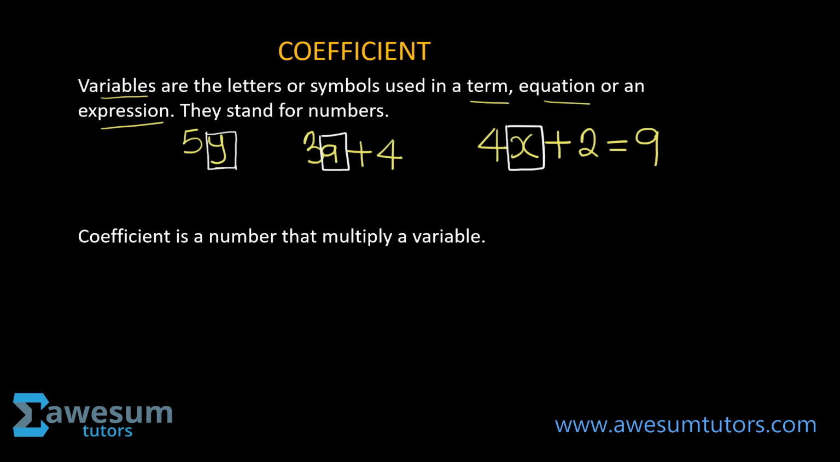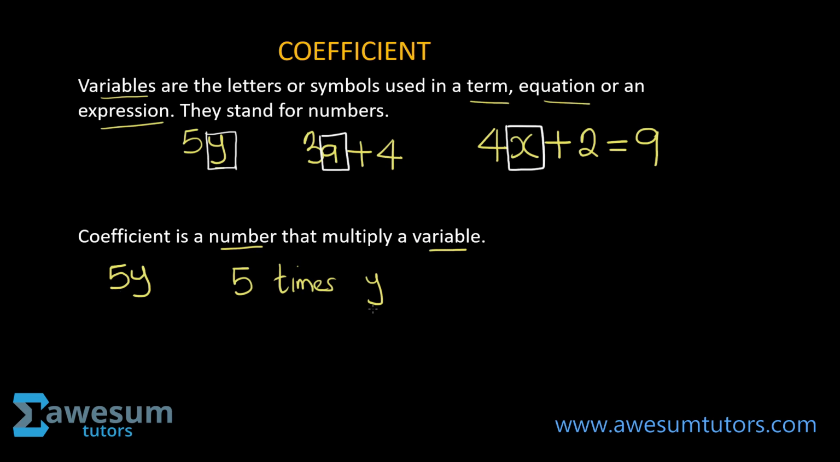Now let us go to what we call a coefficient. A coefficient is a number that multiplies a variable. Now let's come back to this example, 5y. 5y simply means 5 times y. Okay? Coefficient is a number that multiplies a variable.